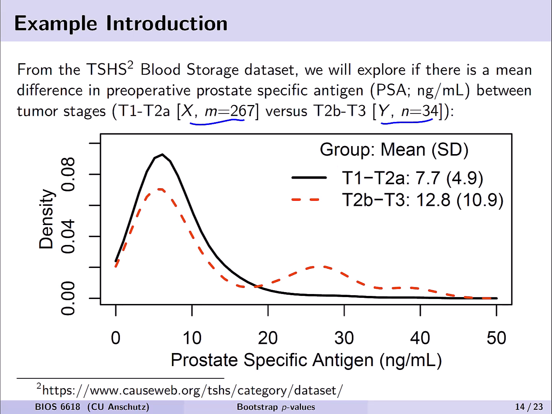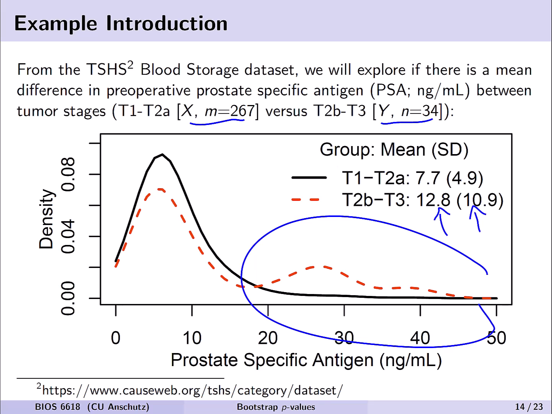Now, the data below gives us some summaries and some general distributions of the data. So the first thing we can note is that it appears to be somewhat right skewed. We see that there's some long tails here, especially for the higher stage or Y group. We can also note that that seems to hold true if we look at the summary statistics, where the means are higher for the red or the higher stage group. And also we don't have equal variances or equal standard deviations here, where we have 4.9 versus 10.9.